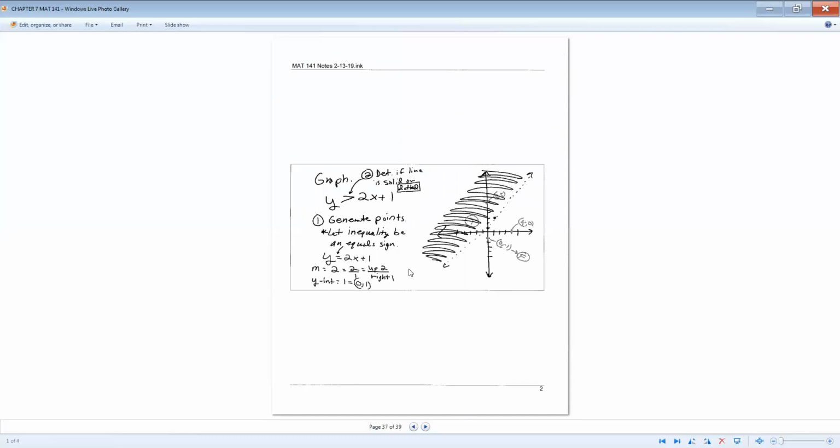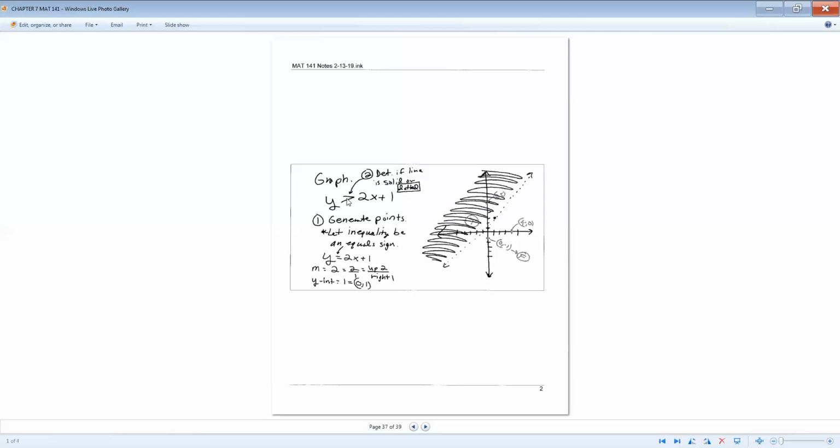It doesn't matter. You get your points. I decided to use my slope method since y is already solved for. My slope is 2 over 1, which means I will go up 2, right 1. My y-intercept is 1, so that's the ordered pair (0, 1). So graph that first, (0, 1), then go up 2, right 1, which would be this point right here.